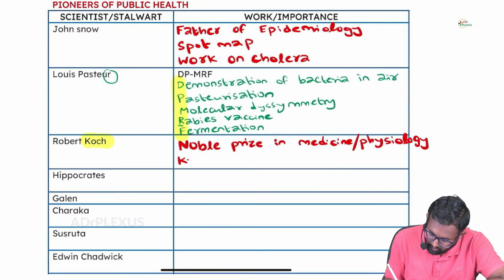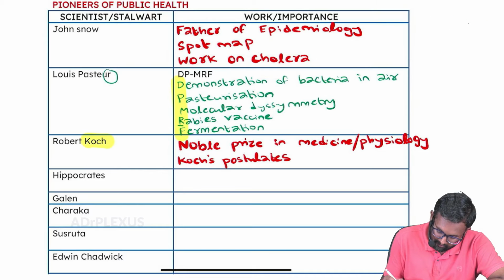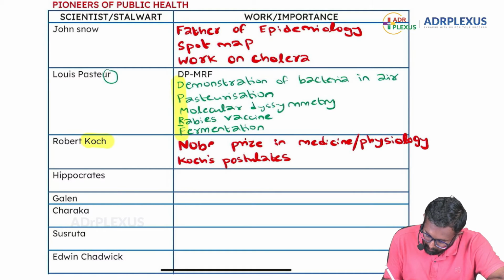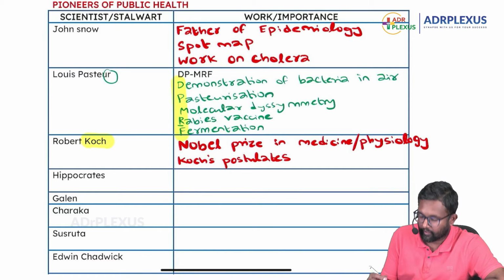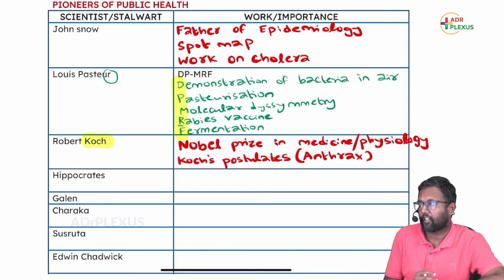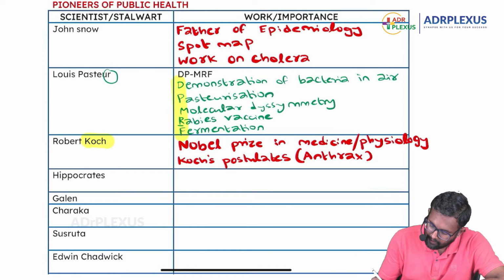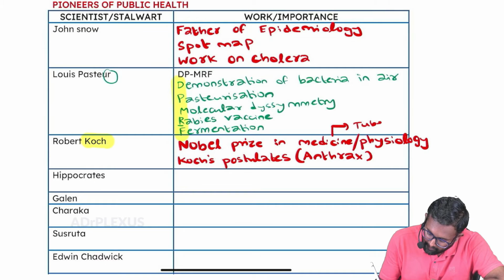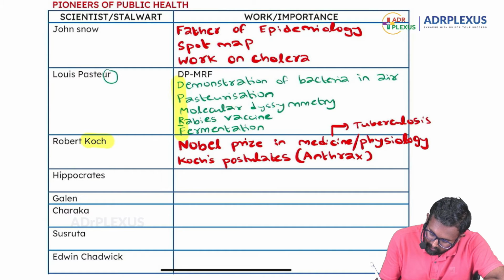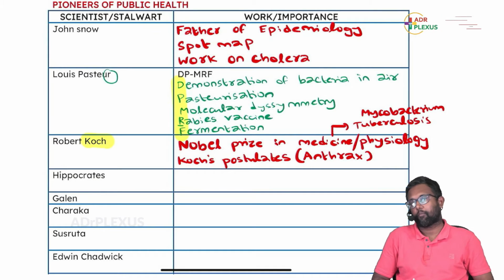He is famous for his Koch's postulates. He also did his work on anthrax bacillus. The Nobel Prize was mainly given for tuberculosis, Mycobacterium tuberculosis.